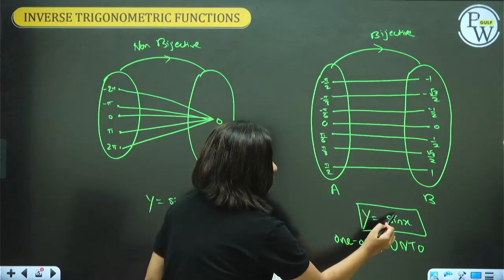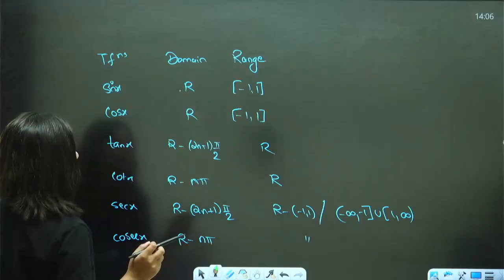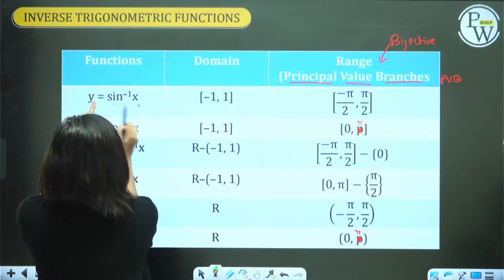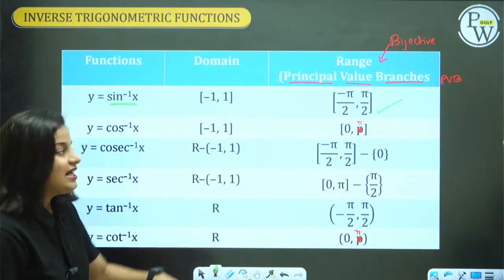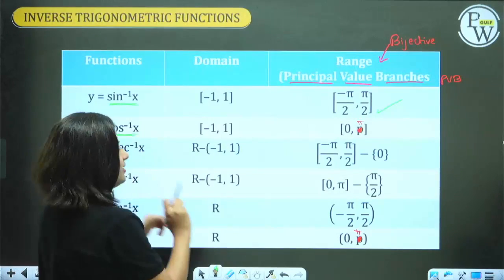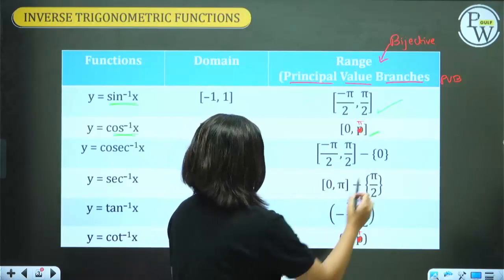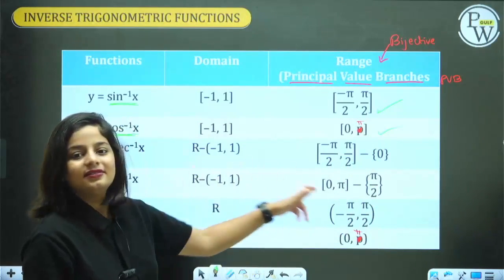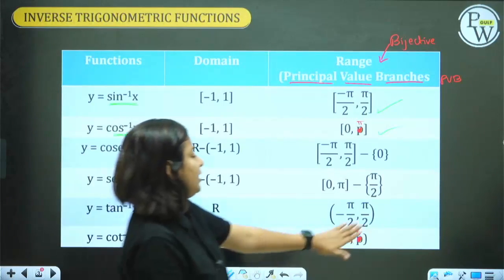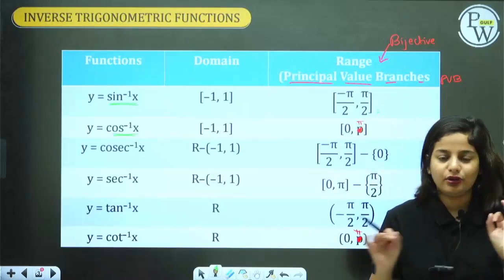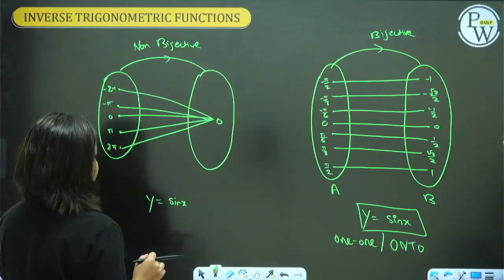So it is the domain of sine x. For sine inverse x, it will become the range. Do you agree? So for sine inverse x, this is the range, minus 90 to plus 90. Similarly, for cos inverse x, instead of having all the numbers, we restrict it to 0 to pi. And then for cosec, sec, cot, tan, everything. The best way to remember this chart, I'll tell you on the next slide.